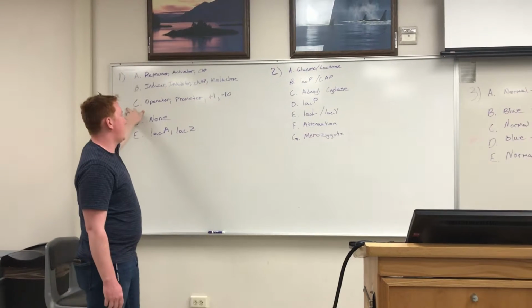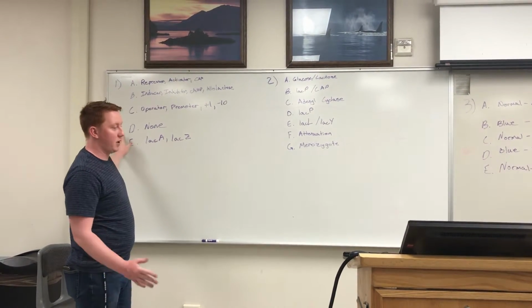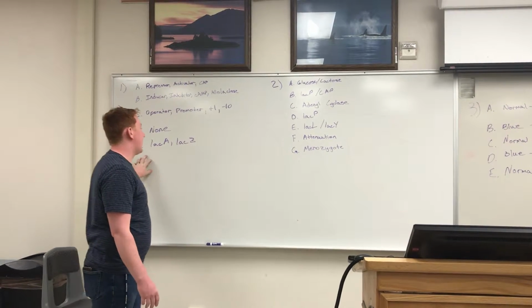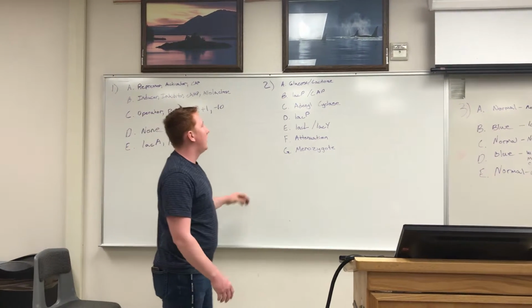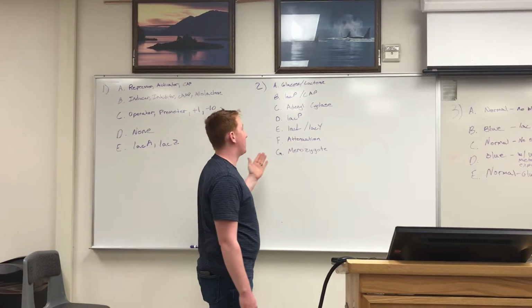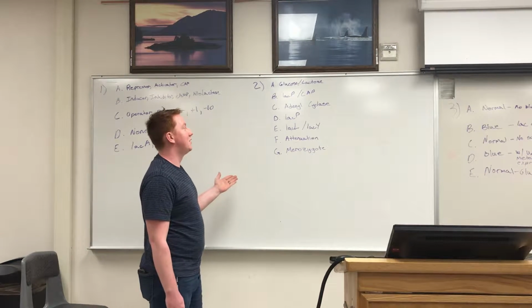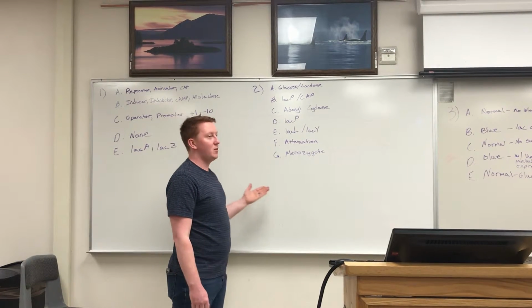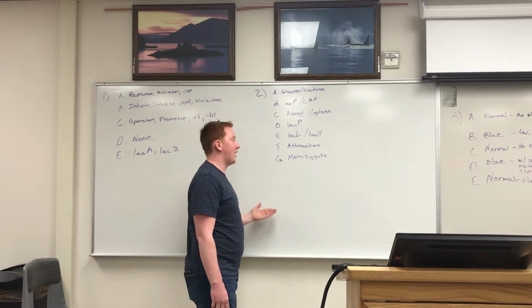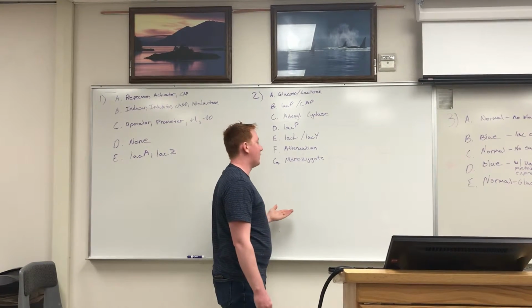For C, we got operator, promoter, plus one region, and different region. For D, none of them. And for E, we got lac A, lac C. For the next one, we got glucose, lactose, and then part B, we got lac B. Now, part B, we got adenyl cyclase. D, we got lac B. E, lactose, lactolide. F, attenuation, and G, varilidector.